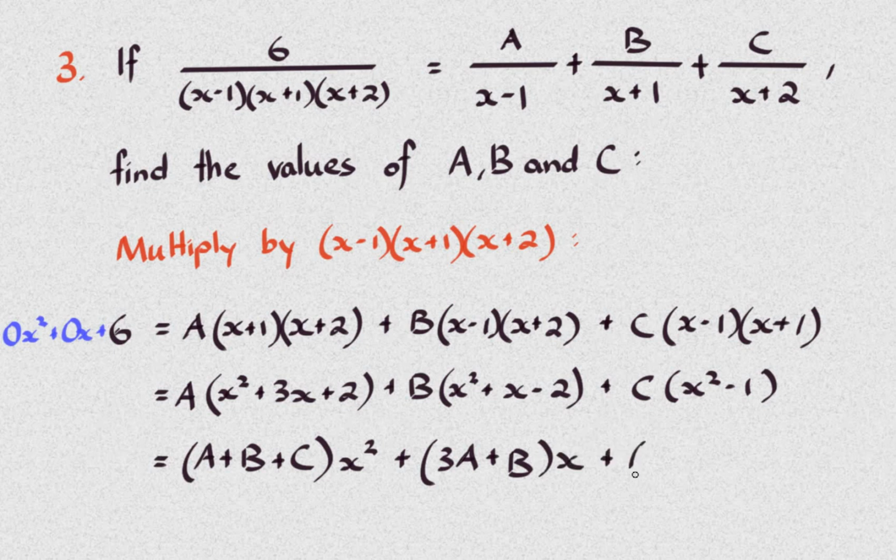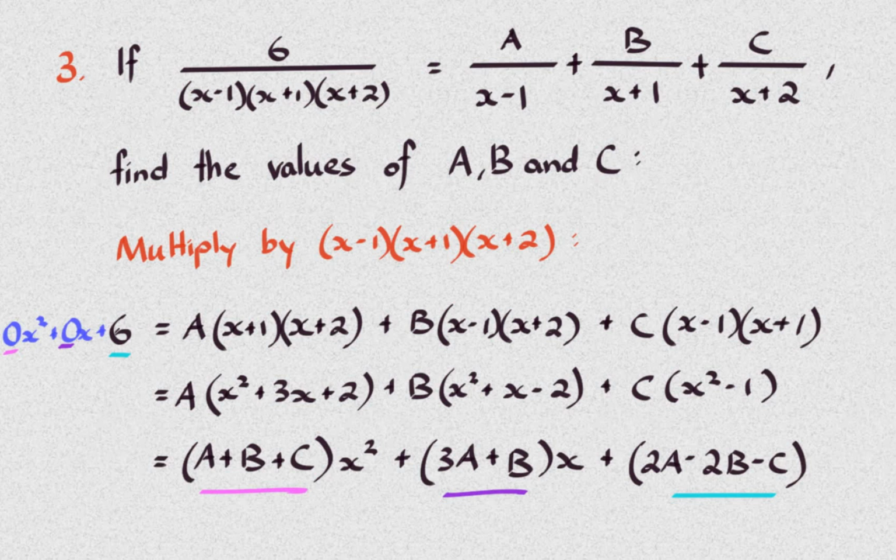And finally, our constant term, 2 times a, minus 2 times b, and minus 1 lot of c. That's our constant. And so we can compare each of those with what we have over here. a plus b plus c must be 0. 3a plus b must be 0. And finally, our constant term of 6 must be equal to this guy, 2a minus 2b minus c.